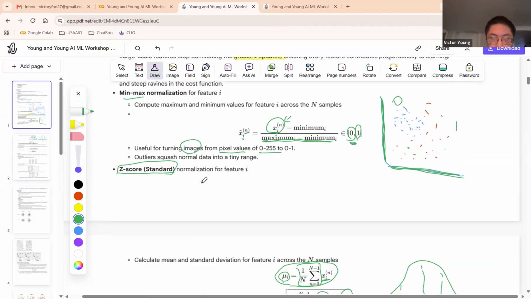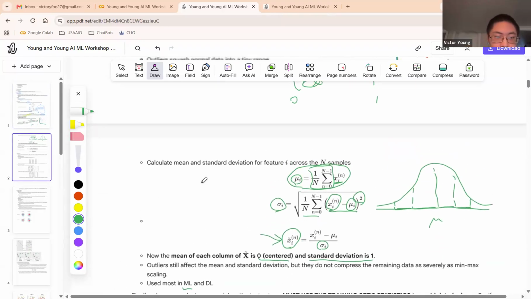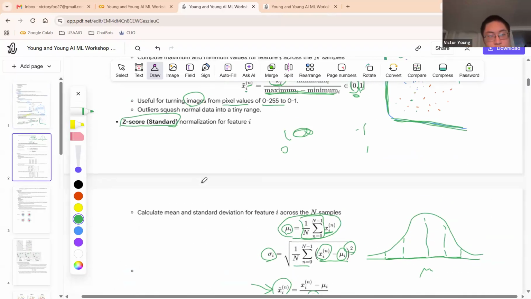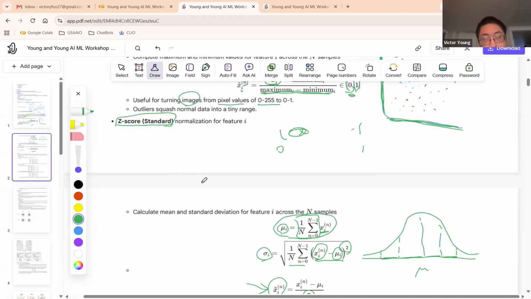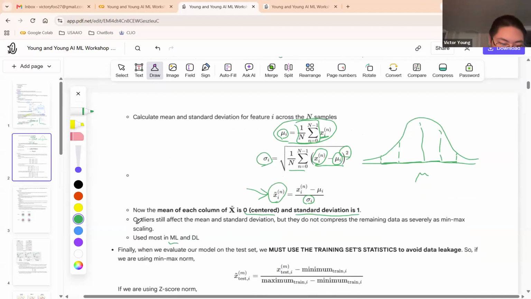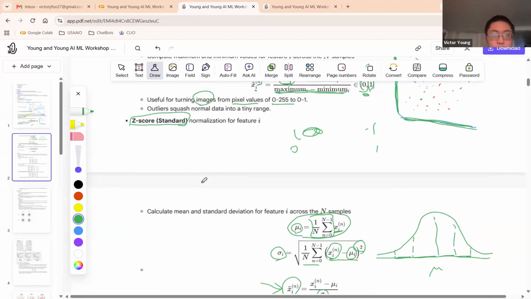So most of the points from 0 to 1 will be in this region, and then there will be 1 point right there. That's not good. But if we have z-score normalization, the 7, it is an outlier, and it does increase the mean, but only a very little because all the rest of the houses are normal. So these outliers still affect the mean and standard deviation, but they do not compress the remaining data as severely as min-max normalization. So that's why we use z-score normalization.